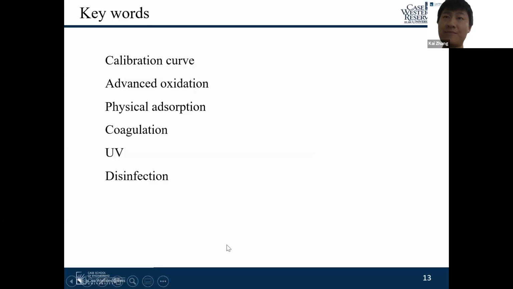And lastly, here are some keywords about today's sharing. If you are interested in some contents in these slides, you can use these keywords to find more information about the sharing today from the internet.